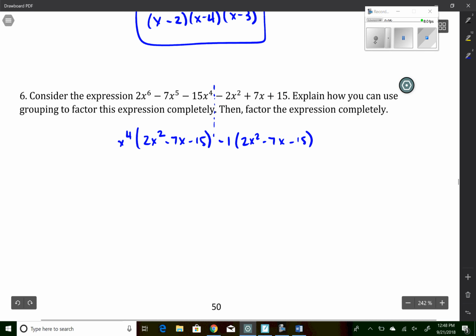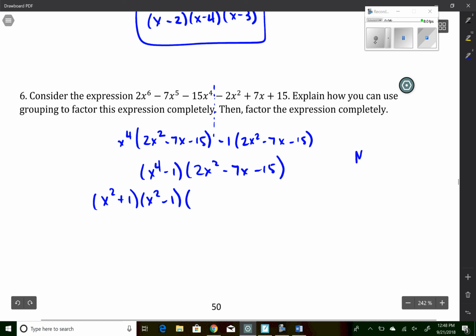Like terms, so I have x to the 4th minus 1, which is still factorable. I have 2x squared minus 7x minus 15. First one, if I factor, becomes x squared plus 1, x squared minus 1. This one I'm going to have to do my break apart thing. So I have multiplied to make negative 30, but add to make negative 7. So that's going to be negative 10 and 3.